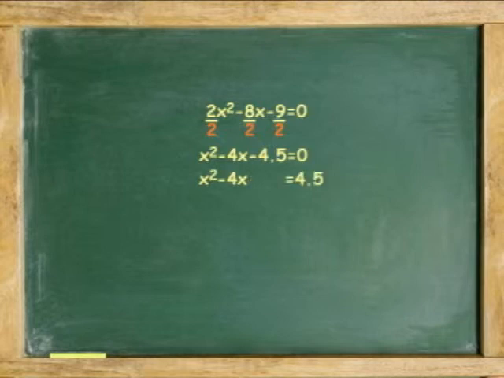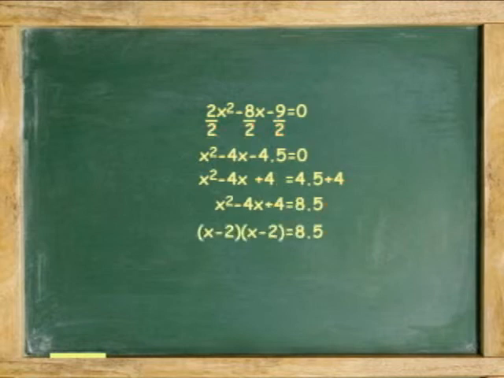Move negative 4.5 to the right. Complete the square. Take 1/2 of the middle term, negative 4, and square it. Complete the trinomial square with this number by placing it into the empty space. 1/2 of negative 4 is negative 2. Negative 2 squared is 4. Add also to the right-hand side. Combine. Factor. Find the square root.